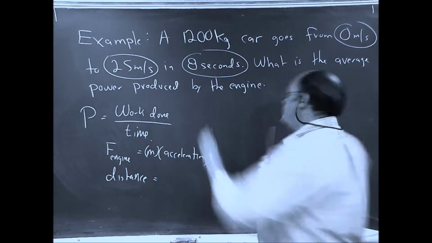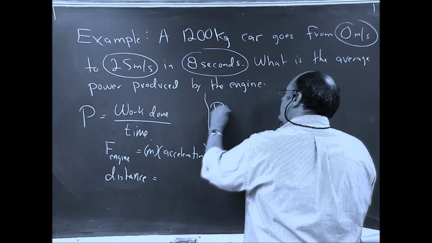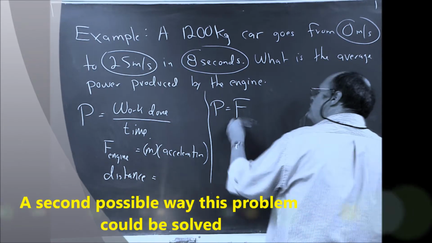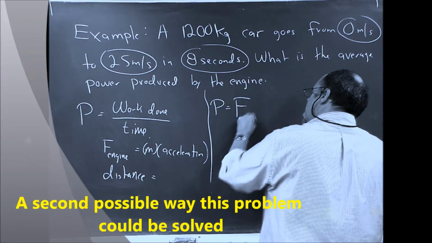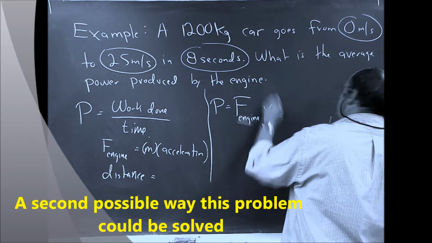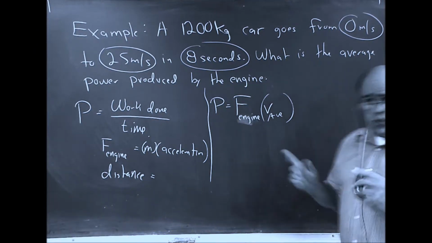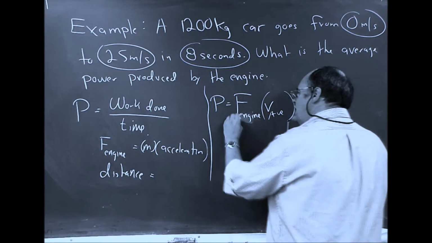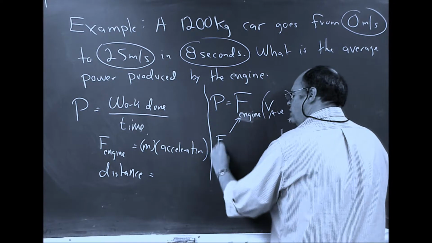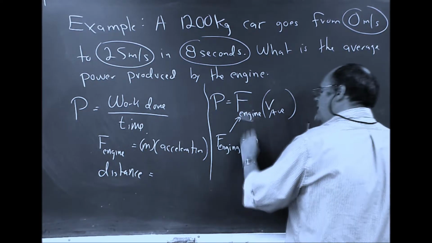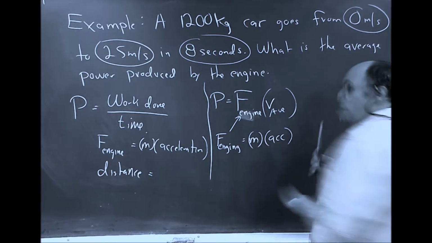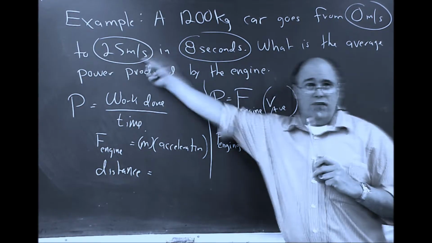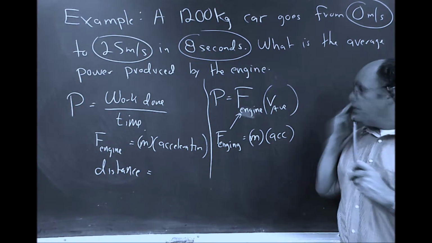Another way to do it, we could use the other formula here. We could say power equals the force average times the force of the engine times V average. Okay, so to do this one, we once again are going to need the force of the engine, which will be mass times acceleration. So once again, if you did it this way, you would have to use the 3 givens, initial velocity, final velocity, and time, and you'd have to find the acceleration.